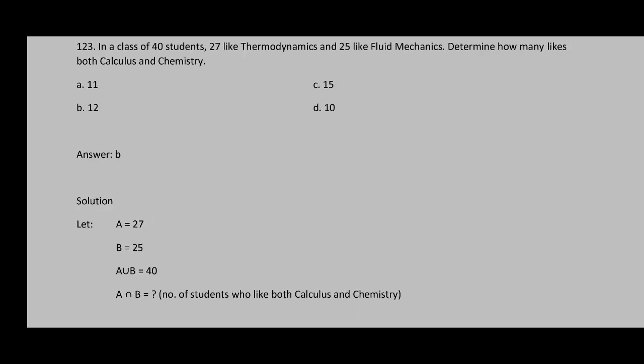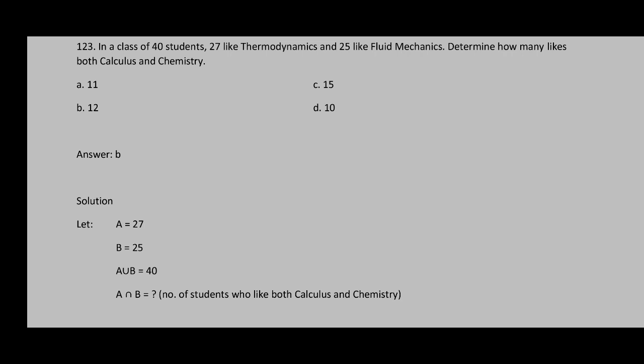Problem 123. In a class of 40 students, 27 like thermodynamics and 25 like fluid mechanics. Determine how many likes both calculus and chemistry. So, sagot daw dyan ay letter B, 12. Pero how do we come up with 12?